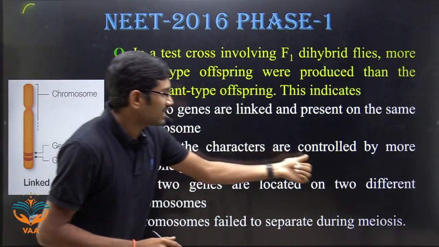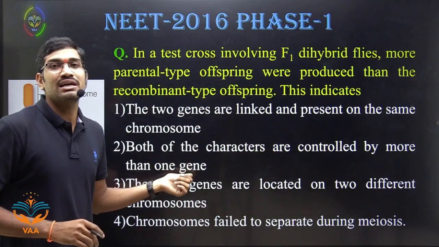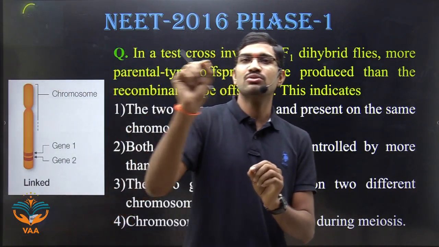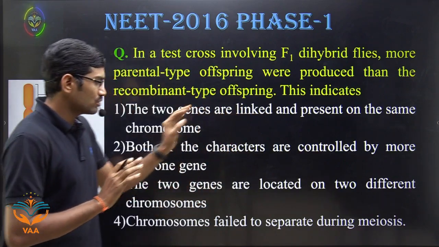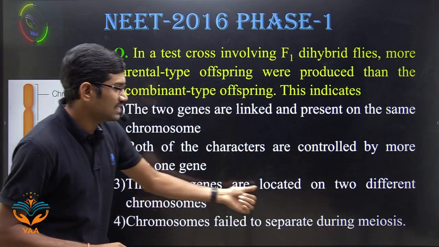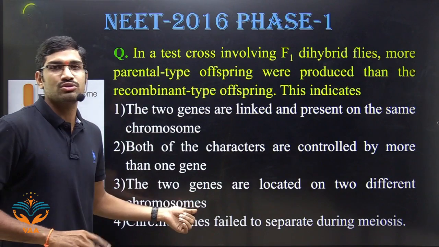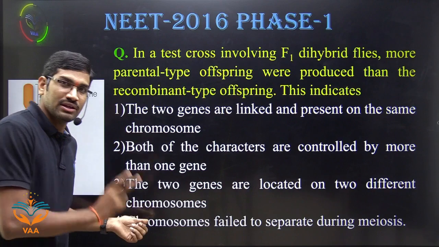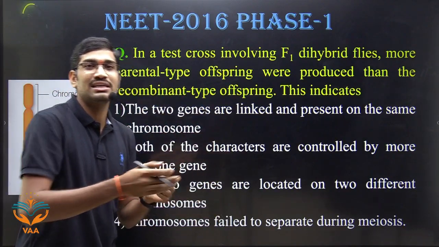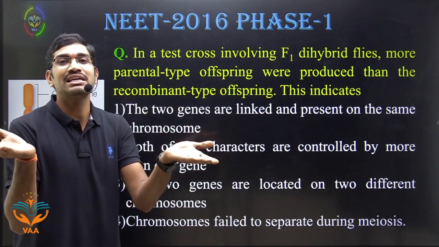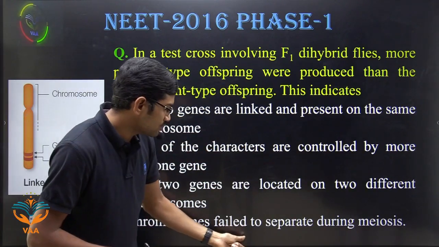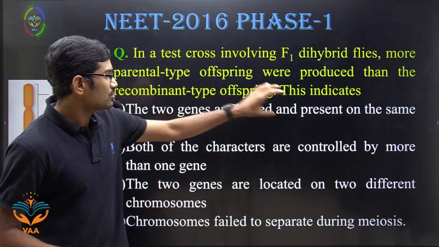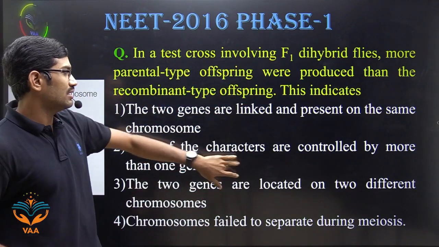Next one. Both of the characters are controlled by more than one gene. So here, no. In the case of linkage we are talking about one gene controlling one particular character. That's it. Okay. So in this way only we are studying. Next one. The two genes are located on two different chromosomes. No. If they are present like that, they will not show any linkage. So if they are present on two different chromosomes, since there is no linkage, recombinant and parental will be in equal proportion. Okay. Next one. Chromosomes fail to separate during meiosis. So this is also not correct. So the concept is related to linkage, and option 1 is the correct one.